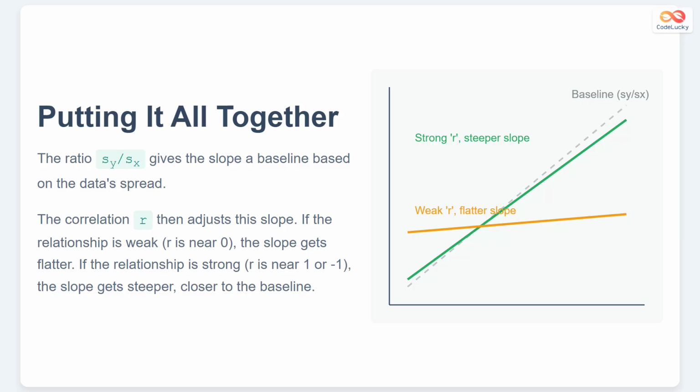Now let's understand the intuition behind the formula. The fraction, standard deviation of y over standard deviation of x, sets a baseline for the slope based on the natural spread of the data. Then, the correlation r fine-tunes it. If the correlation is weak or close to 0, it pulls the slope closer to being flat. If the correlation is strong, near -1 or +1, the slope becomes steeper, closer to that baseline ratio we started with.